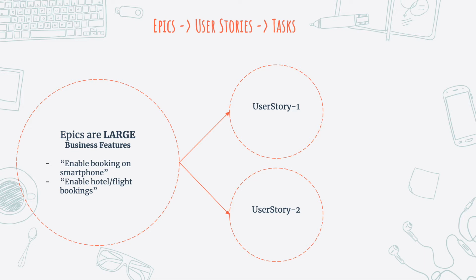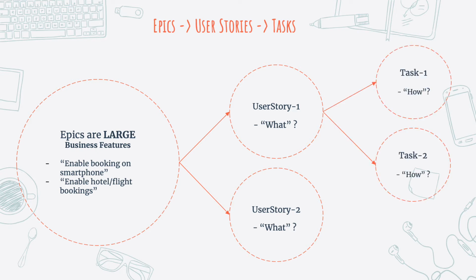The user stories contain the what details and not the how details. User stories are broken down further to task level that contain the technical details. The completion of a related set of user stories ensures delivery of an epic.